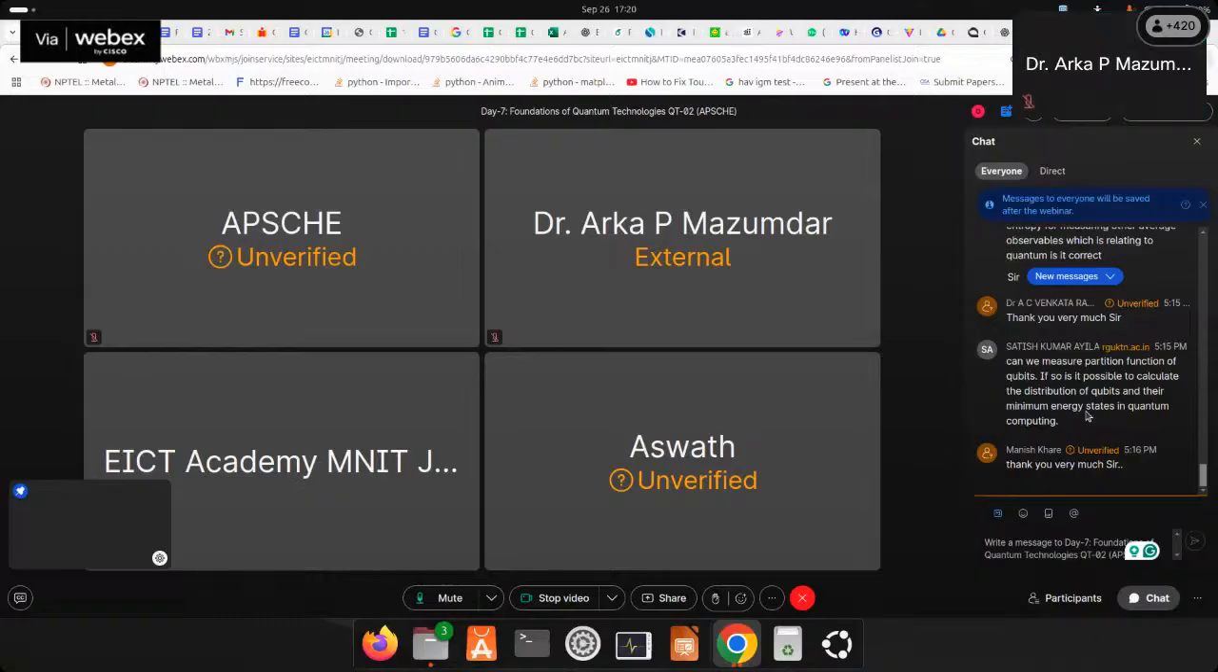Yes, sir. Thank you. There is a question by Satish G. Can we measure the partition function of qubits? If so, is it possible to calculate the distribution of qubits and their minimum energy states in quantum computing?